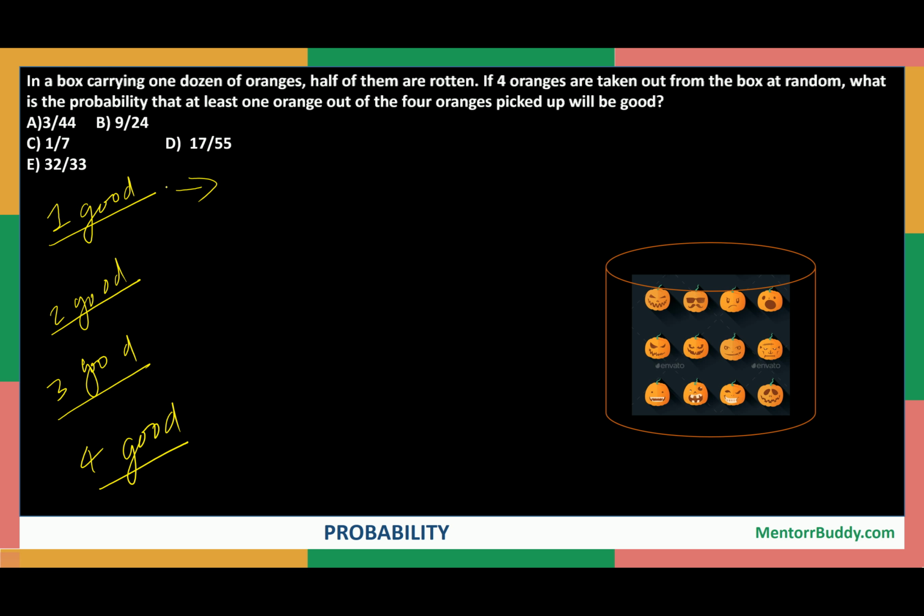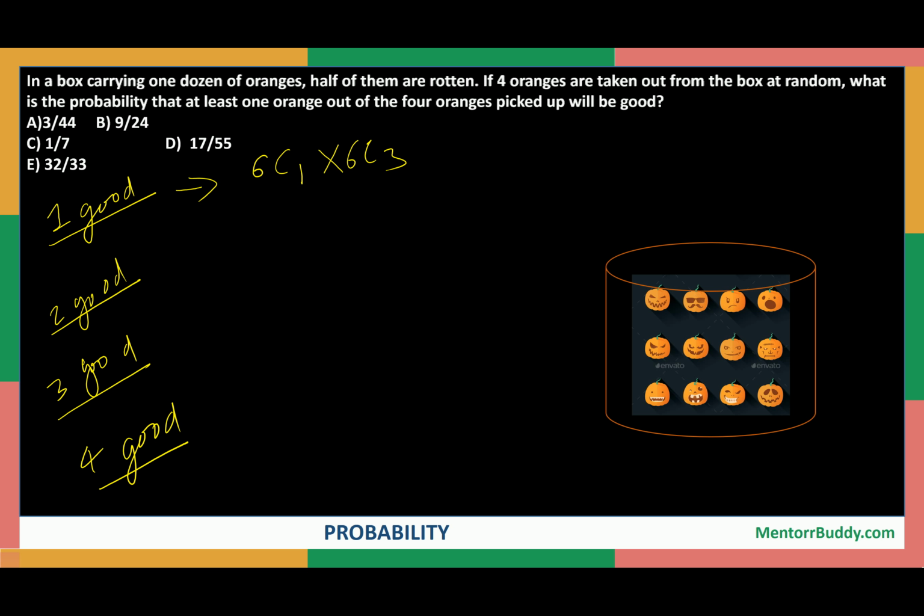See, 1 good orange can be picked up in how many ways? Out of 6 good oranges, 1 good orange we can pick up in 6C1 ways, right? So how many oranges are remaining? 3 oranges are left, and those will be the rotten ones. They can be picked in how many ways? They can be picked in 6C3 ways. So we can pick 1 good orange in 6C1 multiplied by 6C3 ways.